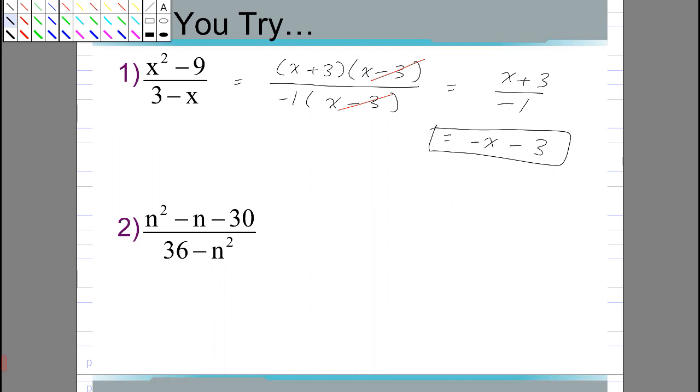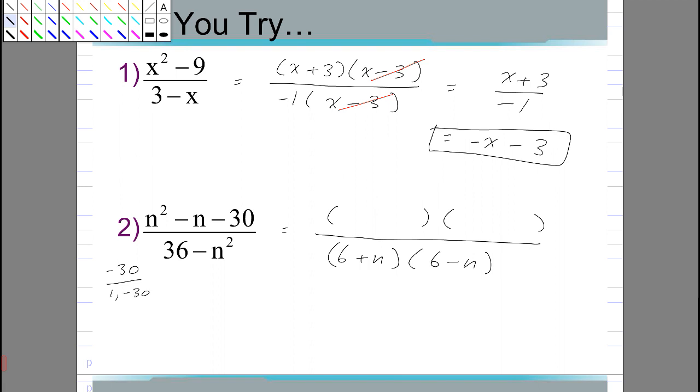Number 2, kind of like that one we had earlier, this one actually will factor. I'm going to factor this. This is going to be a 6 plus n and a 6 minus n because it's a difference of squares. And numbers that multiply to be negative 30 but add to be negative 1: 1 and negative 30, 2 and negative 15, 3 and negative 10, 5 and negative 6. That is actually it, 5 and negative 6. So this will be n plus 5 and n minus 6.